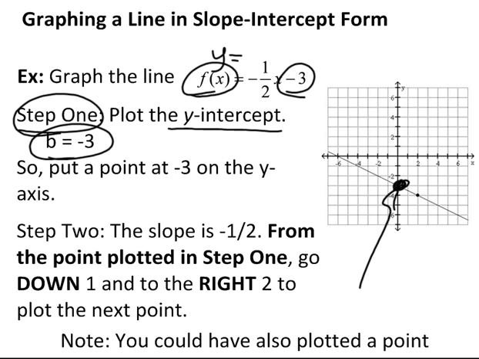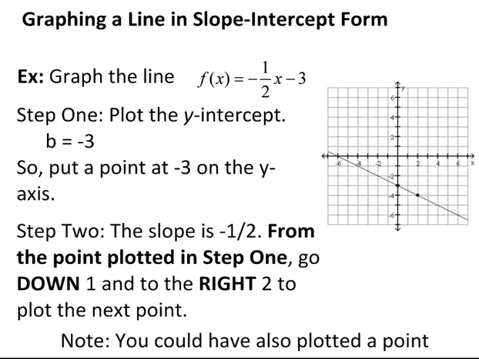The second thing you have to do is, from that point that you just plotted, not from 0, 0, from this point right here, you have to do rise over run. Well, since my slope is negative 1/2, that means I'm going to go down 1 and to the right 2, because that's a positive 2. So let's clear this out a little bit. From this point, I'm going to go down 1 and to the right 2. That gets me another point on the line. Connect the dots.